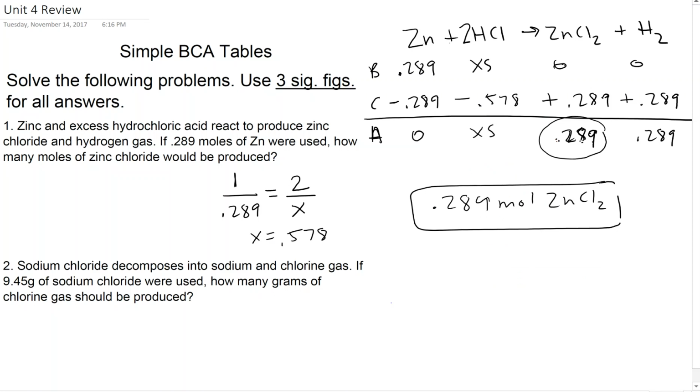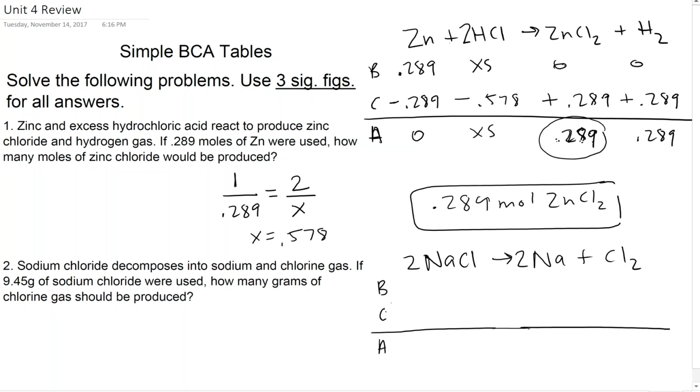To move on to the second problem, sodium chloride decomposes into sodium and chlorine gas. We again first write our balanced equation. So sodium chloride is NaCl, and that is breaking down into Na plus Cl2. If you notice, we have 2 chlorines on the right side, and so to get 2 on the left side, we have to put a 2 out in front of the NaCl. That also gives us 2 Nas, so we need to put a 2 out in front of the Na on the right side. The equation is now balanced, so we can set up our BCA table.